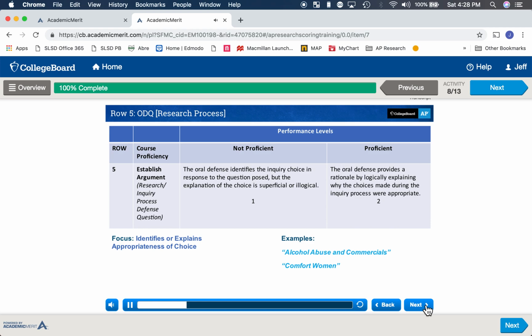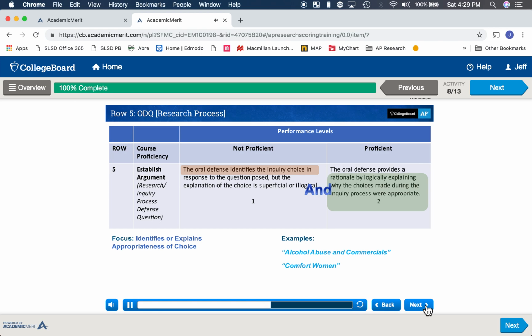In the alcohol abuse and commercials video, the student was asked around time 12:54 what information guided the choice of method. The student simply reiterates what she had already stated in the methods section of her presentation, namely that she used examples from previous studies to determine that a correlational and content analysis combined would give the most clear results. The student achieved the proficient column of this row because she identified studies she used in her lit review that influenced her method choice, and then she logically explains why those choices were appropriate.